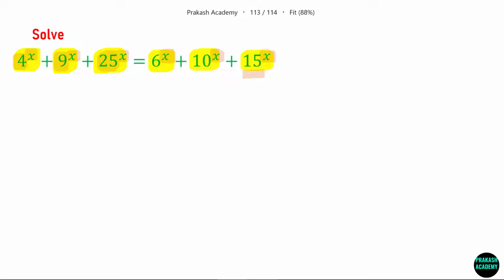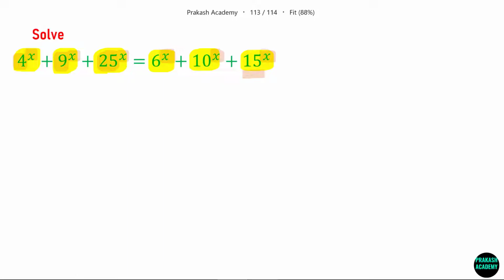So this gives me a hint. It looks like something a square plus b square plus c square. Or in fact, 6 can be written as ab, 10 can be written as bc, and 15 can be written as ac. So using all this, can you solve this problem? If you are not able to solve, let us see the hint or let us see the solution.